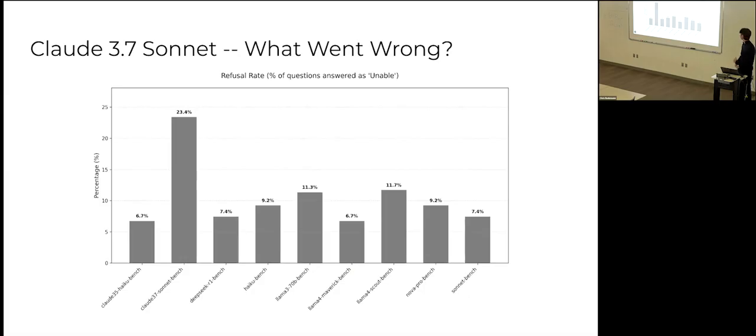To address the elephant in the room, looking at the refusal rates, because 3.7 Sonnet was our best model in earlier testing rounds, I was expecting it to lead on the full benchmark. So I was like, what happened? But clearly, as you can see, the issue is that it refuses almost a quarter of the questions, whereas every other model is between 6.7 and 11.7%. So that's kind of weird.